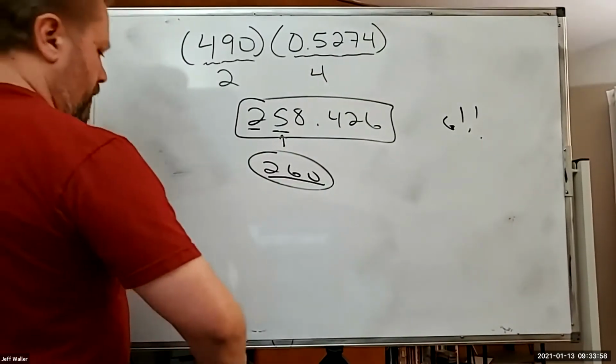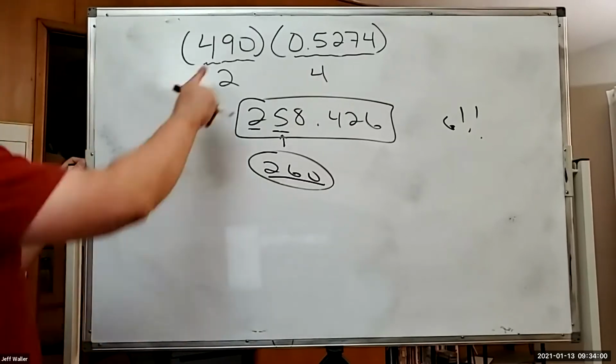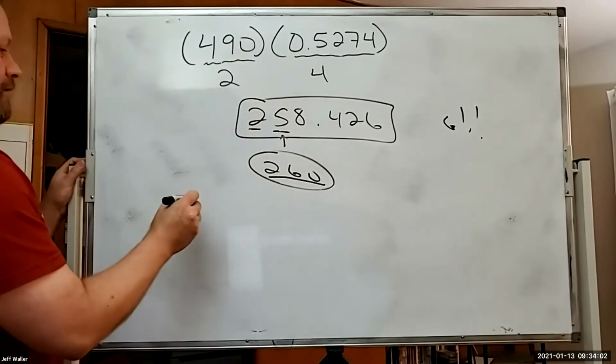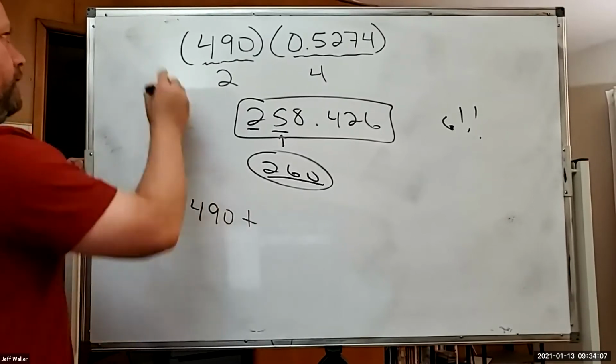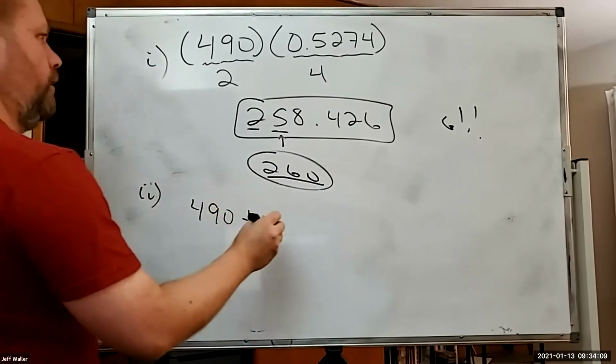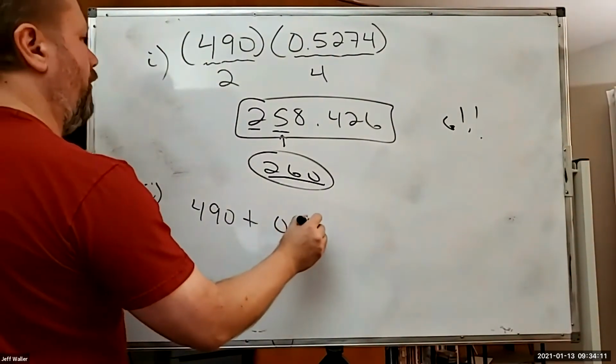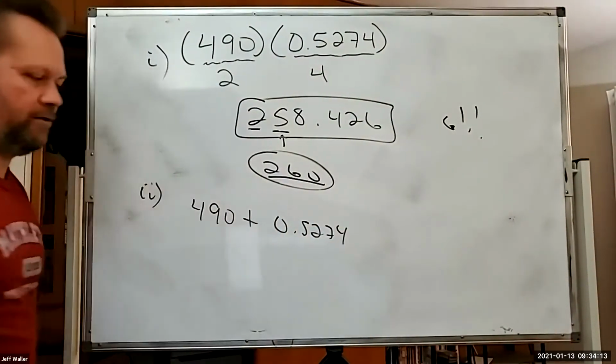So what if I was going to add these two together? This is going to get interesting. What if I add 490 plus, where am I at? 0.4 group jobs? Yeah, there you go, Jeff.